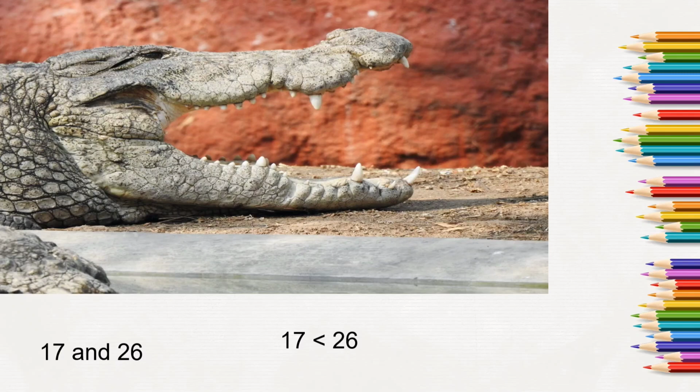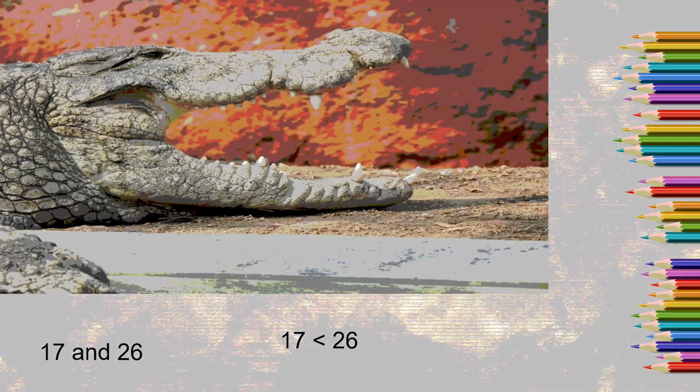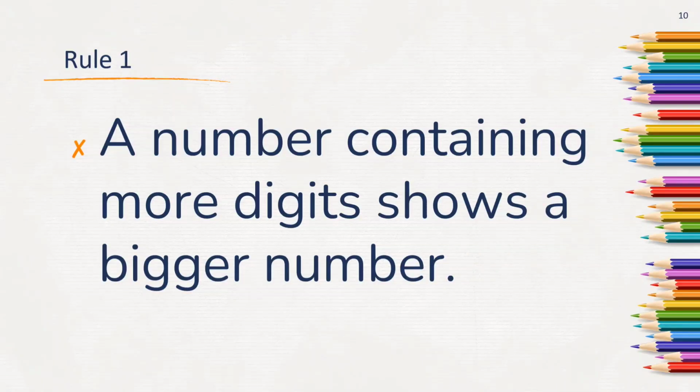Smaller numbers are easy to compare, but when it is two or more digits, we need to follow rules to compare the numbers. Rule number 1: a number containing more digits is a bigger number. Means when you are comparing a number of 2 digits and another number of 3 digits, you can easily say the 3-digit number is greater than the 2-digit number.